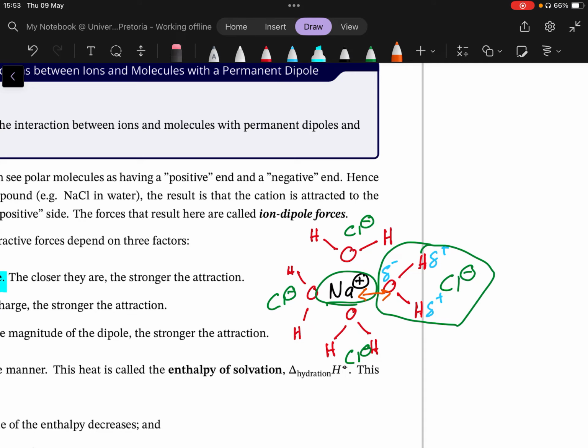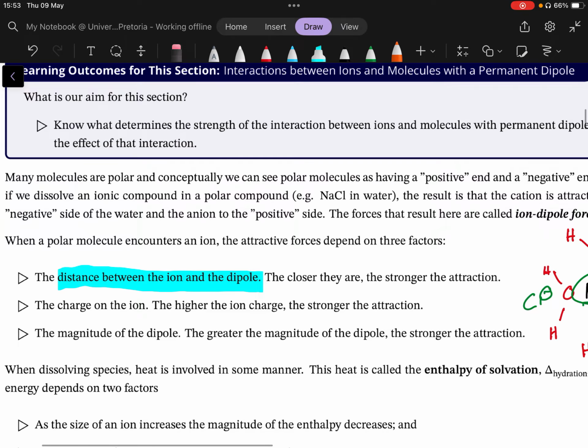How far is the sodium plus away from the oxygen minus? It's also dependent on the charge of the ion. Is it 1 plus, 2 plus, 3 plus, 4 plus, 5 plus? You can think for yourself: the larger the ion charge, the more positive or more negative it is, the more interaction it will have with the dipole. It's like a magnet.